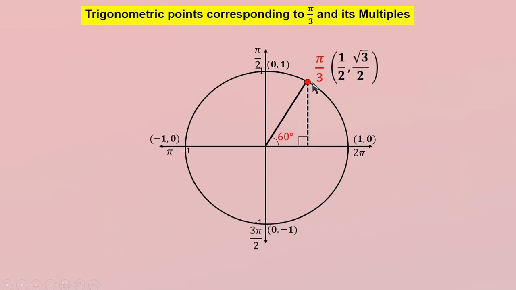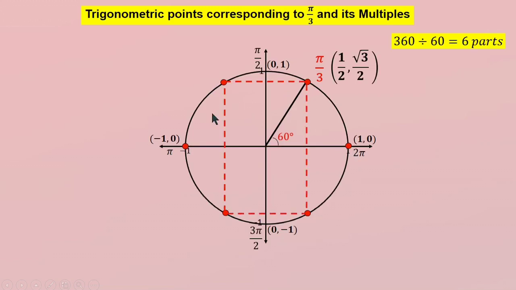To identify the multiples of pi over 3, we first need to divide the circle by 60 degrees. So 360 divided by 60 is equal to 6. We now have here 1 pi over 3. The second point is located here. Then the third, fourth, fifth, and sixth. And these points are the multiples of pi over 3.